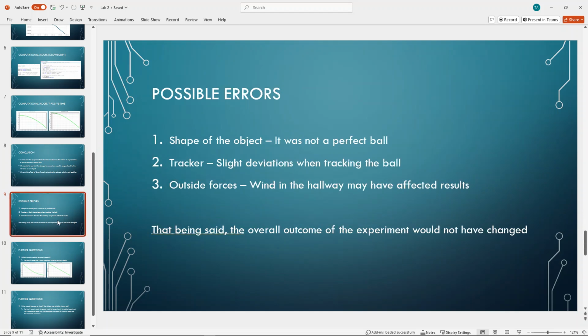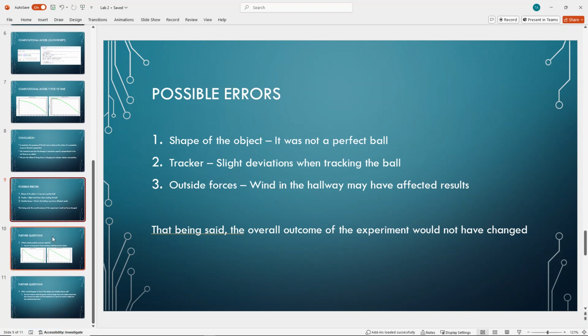Some possible errors in this experiment were that the shape of our ball was not a perfect ball, which could have caused some errors in its movement. There could have been slight deviations using Tracker, as we might not have always selected the center of the object, which could have slightly changed the results. Also, there could have been some external forces like wind that may have affected our results, but with that being said, the overall outcome of the experiment would not have changed.